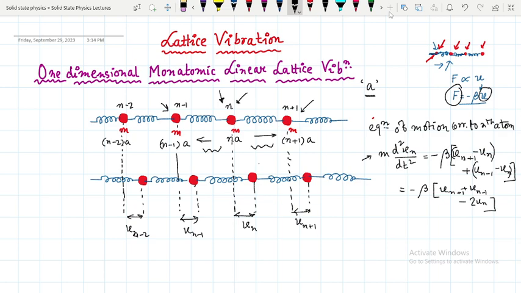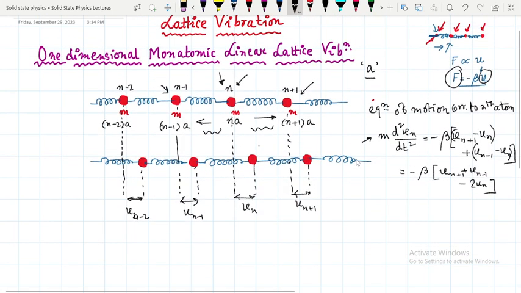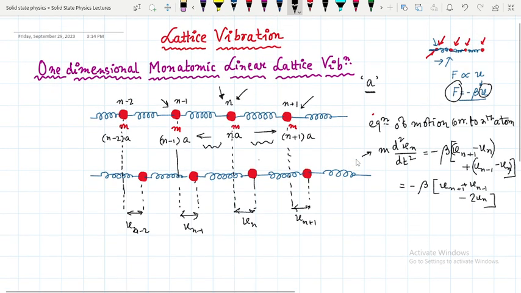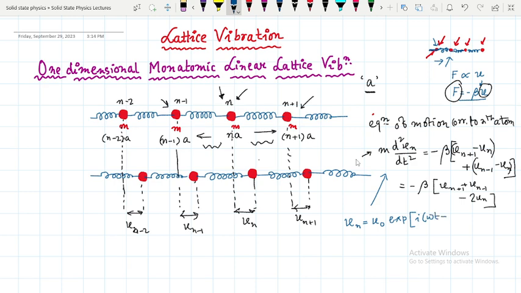Next, the method in which we will solve this equation is the trial and error method, and in this method we have to pick a trial solution and introduce it in our differential equation to make it satisfied. So I have considered a trial solution un equal to u naught exponential of the phase term i omega t minus kx, but in this case x is equal to na, the nth position, so k into na. This is the displacement, or the solution of the differential equation that we have picked as the trial solution, and let it be introduced in the differential equation to make it satisfied. So this corresponds to the nth position.